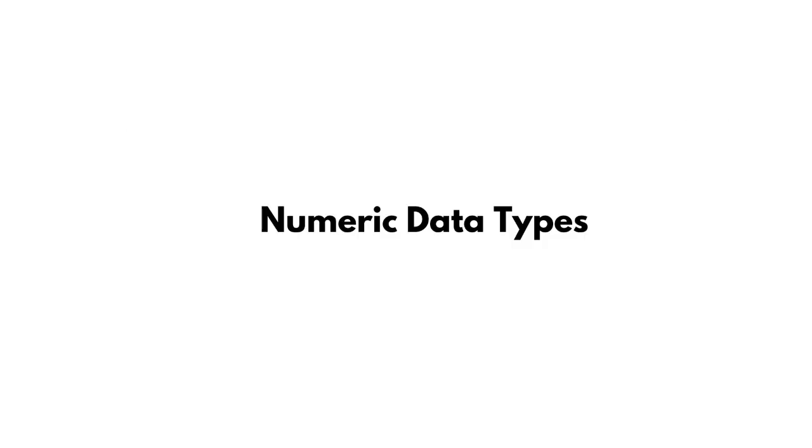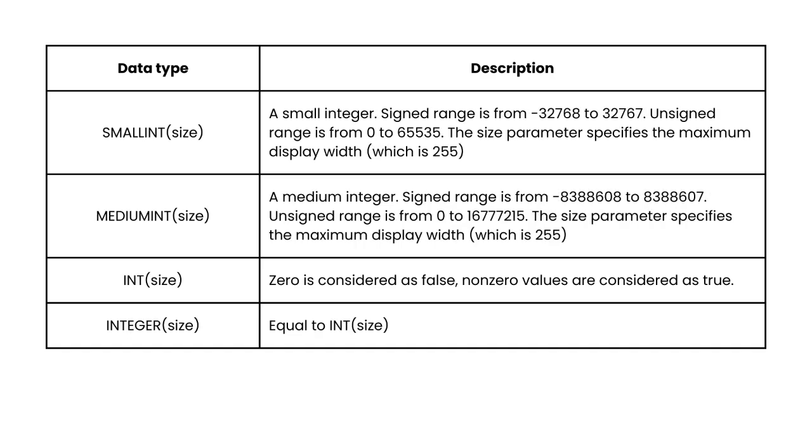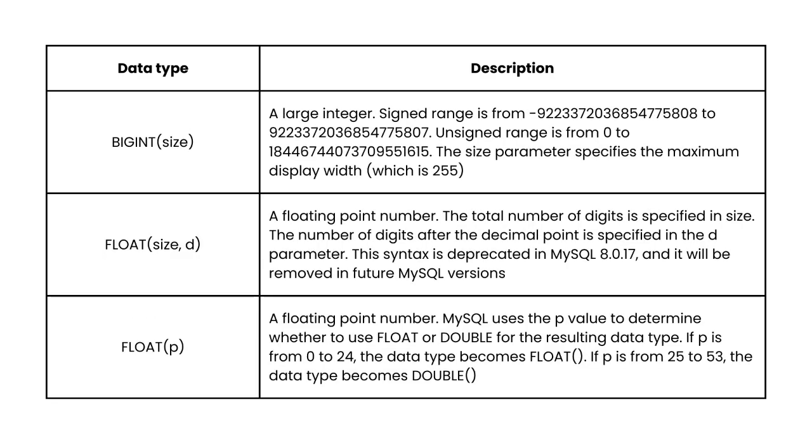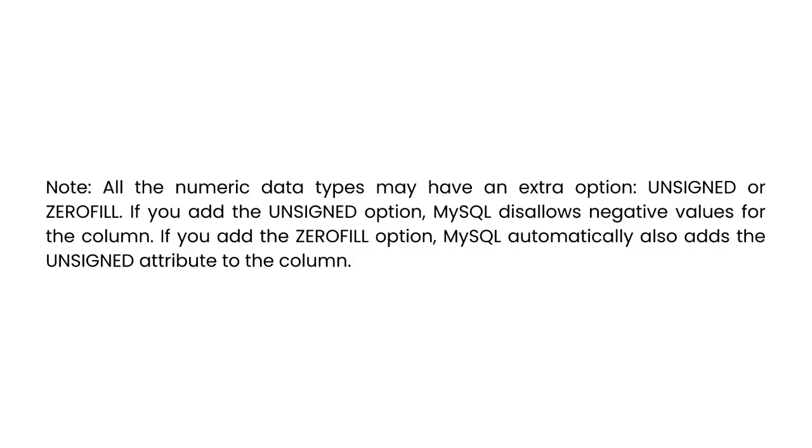And then numeric data types. These are the numeric data types: bit, tinyint, boolean, smallint, mediumint, integer, bigint, etc. All the numeric data types may have an extra option, that is unsigned or zerofill. If you add the unsigned option, MySQL disallows negative values for the column. If you add the zerofill option, MySQL automatically also adds the unsigned attribute to the column.